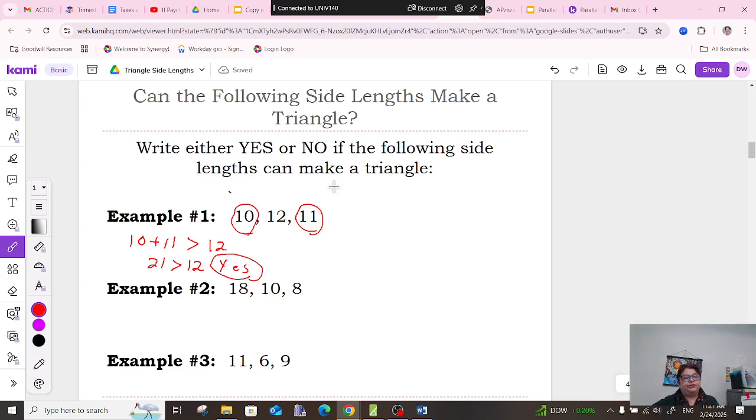Now, what are my two smaller sides, for example, 2? 10 and 8. So 10 plus 8, is that greater than 18? Is 18 greater than 18? No, it's equal. So it will not make a triangle because you'll have a little gap when you're trying to pop up those sides, right?